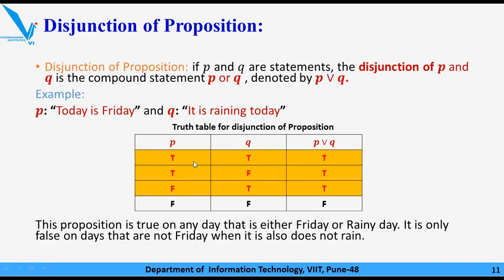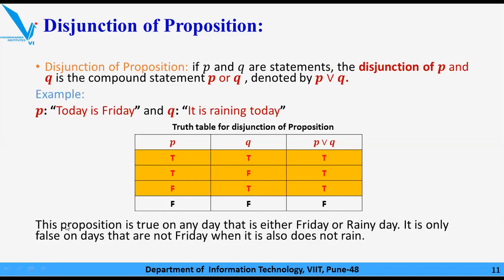So this is either case. So true, true, true. Here true, false. So P is true. That's why it is true. False, true. Here Q is true. That's why it is true. But here no proposition is true. That's why the compound proposition is false.